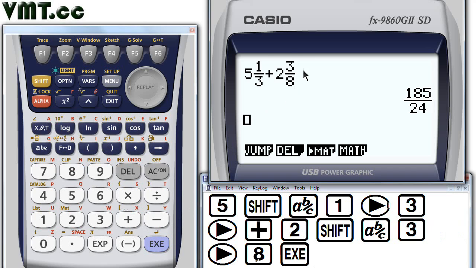Traditionally, if you start with mixed numbers, you should end with a mixed number. So let's go ahead and convert this to a mixed number. Press Shift and then the fraction decimal conversion key. Our final answer is 7 and 17/24.